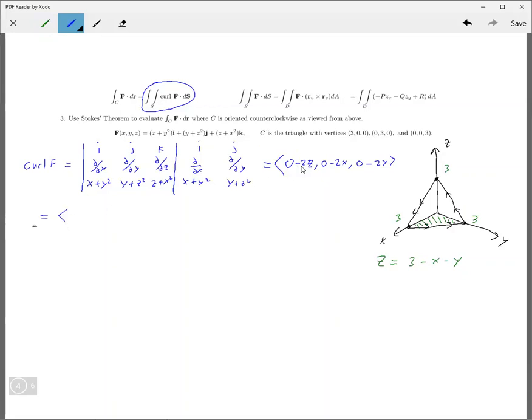Okay, so I have a negative 2z. So I multiply everything here by negative 2. So that's negative 6 plus 2x plus 2y. Okay, that will be my first component. And then just leave those two alone, negative 2x and negative 2y.